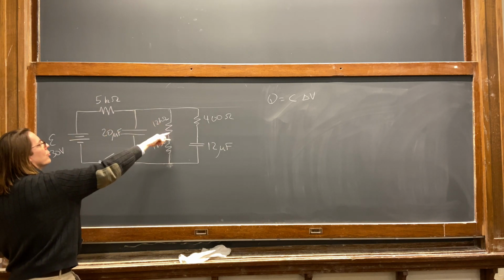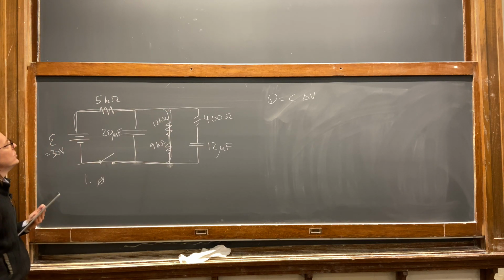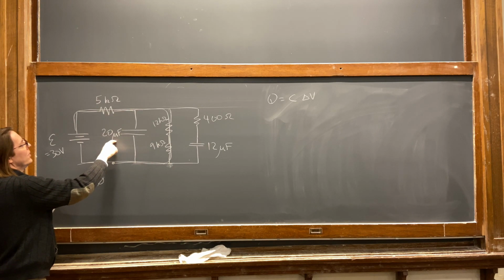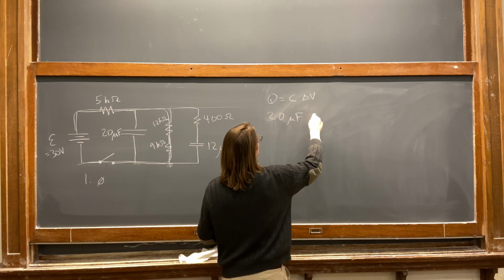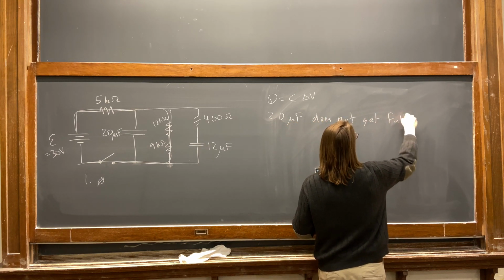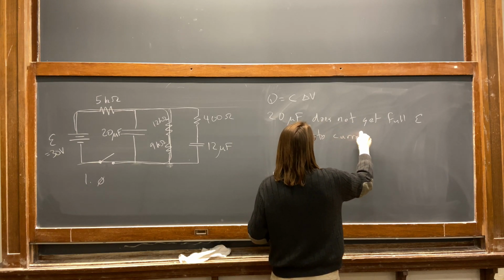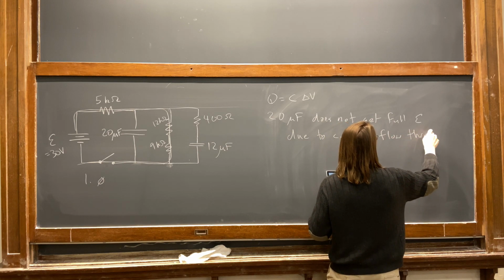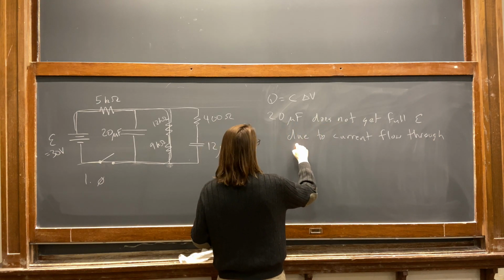But since we have this branch, and since current can continue to flow through this branch, you will get a potential drop here. So basically, the 20 microfarad does not get the full EMF due to current flow through that branch we just thought about in the previous part, through the 5, the 12, the 9.